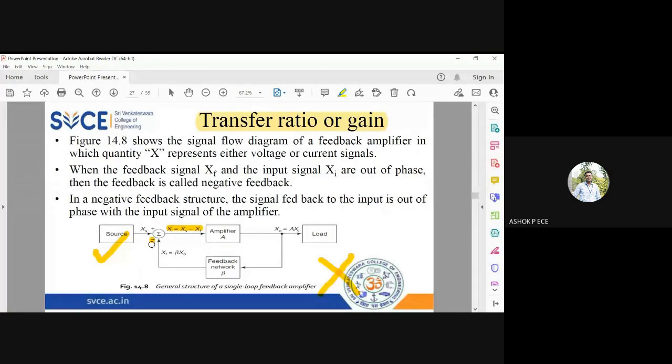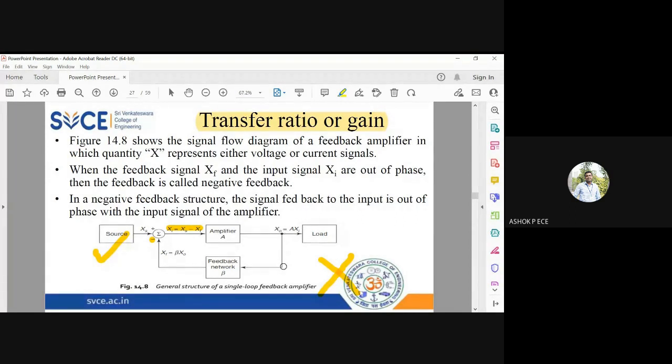I'm going to subtract the feedback signal from the input signal, or I can say the input signal coming from source and the feedback signal are out of phase. Same phase means you will be adding it. Out of phase means I need to subtract it. The output of the amplifier is X naught. Output is A into Xi. Gain is output by input, so A is equal to X naught by Xi. So X naught will be equal to A into Xi. That is going to your load.